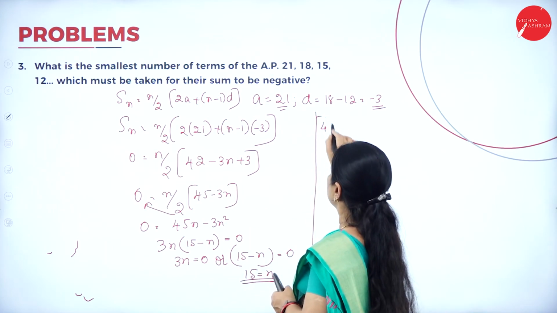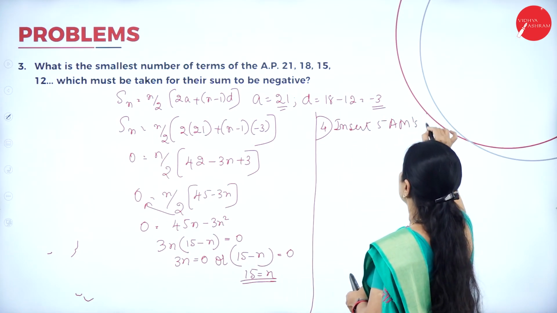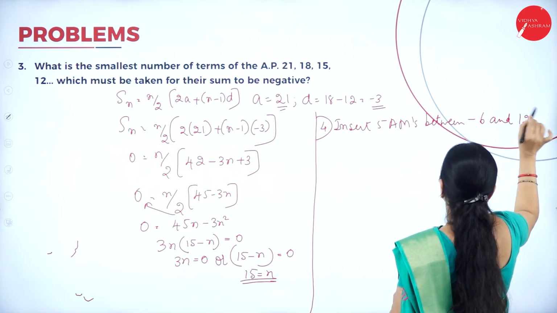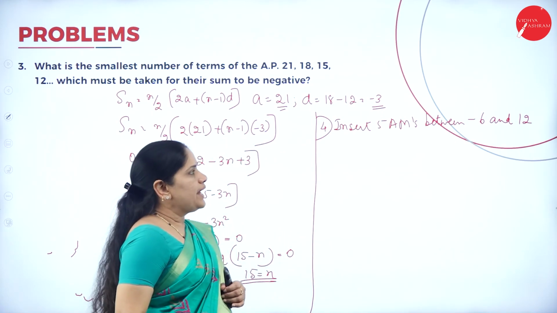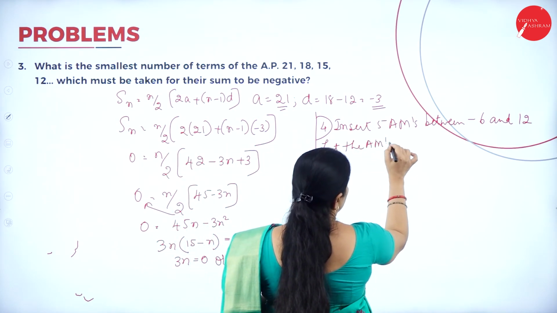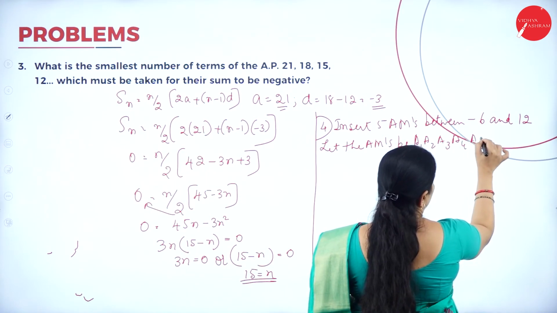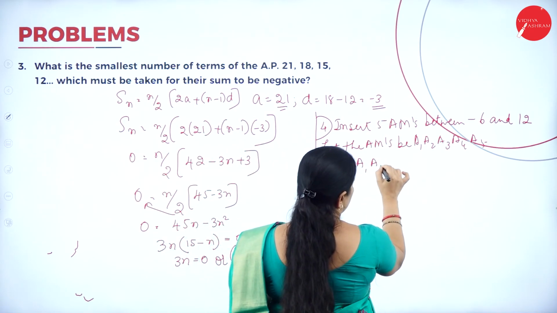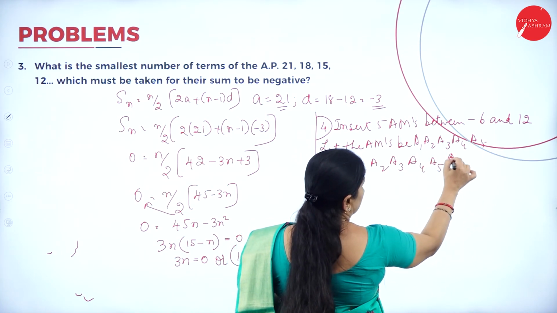Now I will write one more problem here. So the fourth problem, insert 5 arithmetic means between minus 6 and 12. So they have asked us 5 arithmetic means between minus 6 and 12. Now let us assume, let the arithmetic means be A1, A2, A3, A4, A5. Okay. So the progression is minus 6, A1, A2, A3, A4, A5 up to 12.